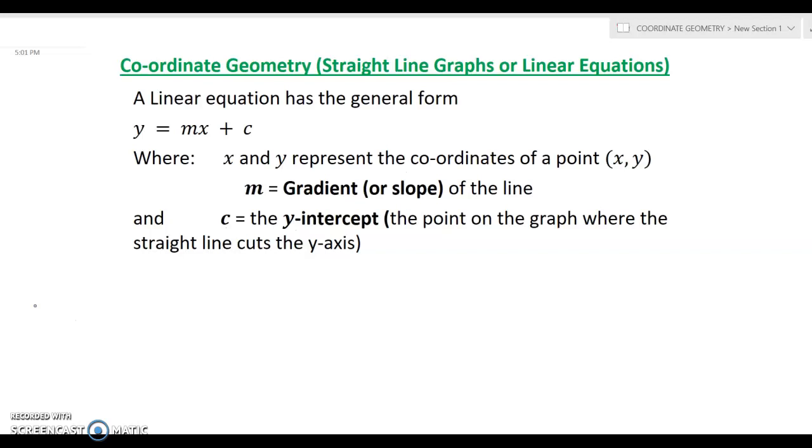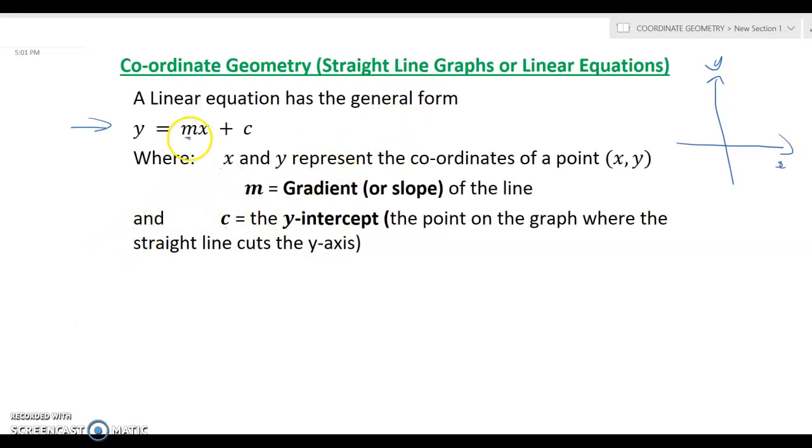So the general equation of a straight line is y equals mx plus c, where x and y represent the coordinates of a point. Now, just to draw reference, remember in here you have your axes. You have your x-axis and you have your y-axis, right? So just keep in mind that. Right, so y equals mx plus c.